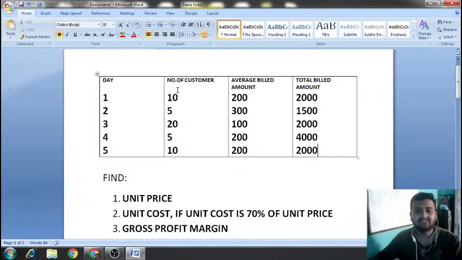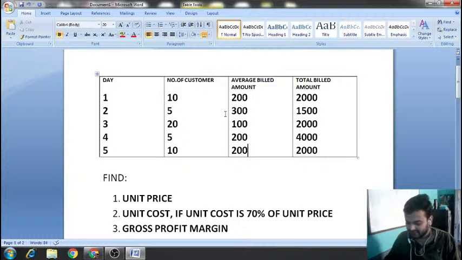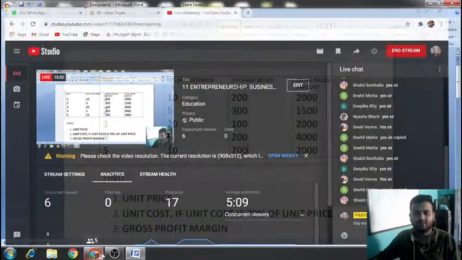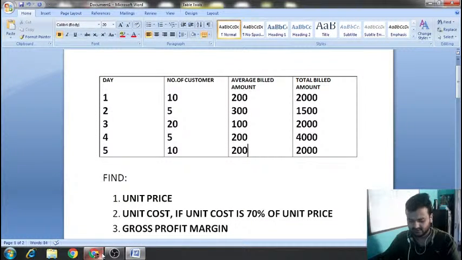So what am I doing? For total billed amount, I am just multiplying: 10 into 200, 5 into 300, 20 into 100, 5 into 200 and 10 into 200. Clear? Okay, copy this down, all of you. Please copy the total billed amount.